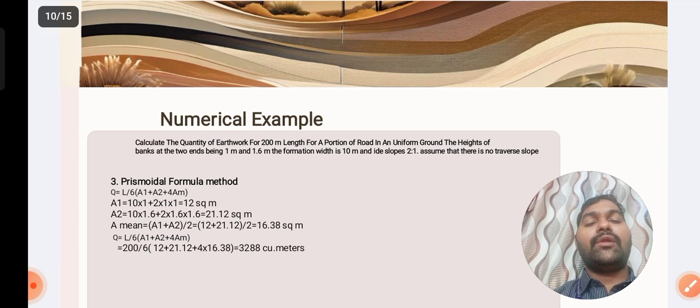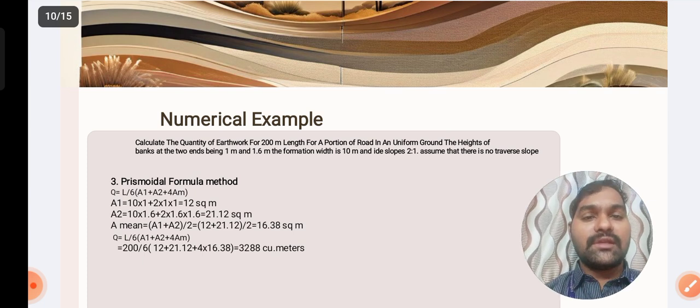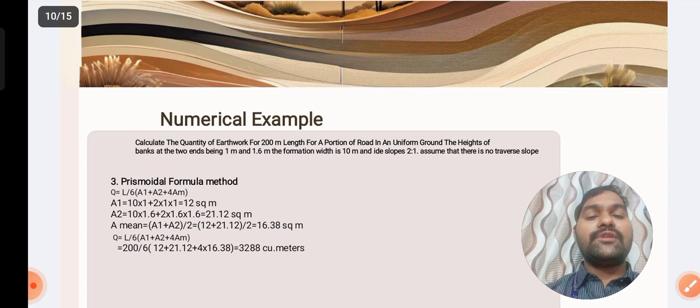And I want to tell you that out of the three methods, this prismoidal method is giving the accurate quantities. Maybe in GATE-oriented exams they may ask questions, so you can keep in mind that the prismoidal method is the best method out of the remaining two.